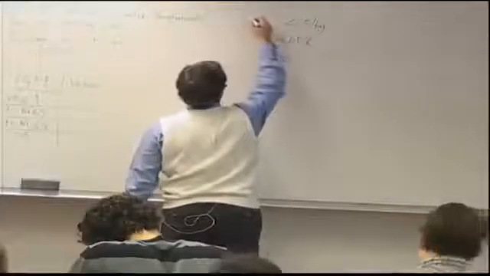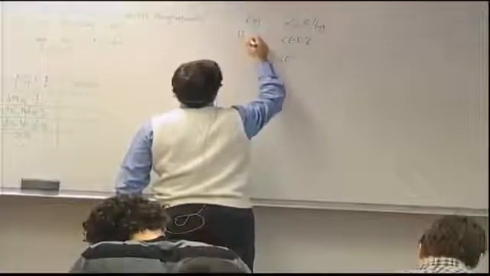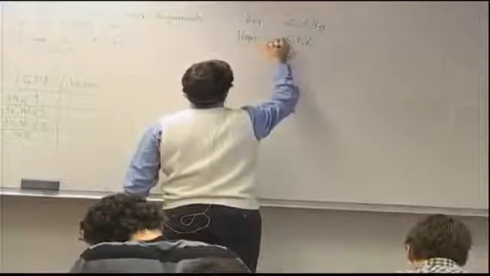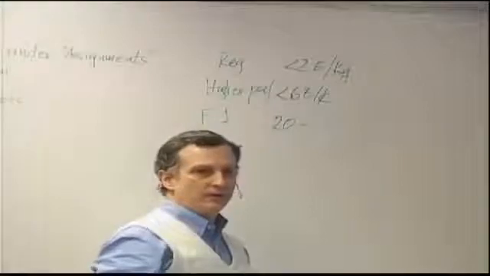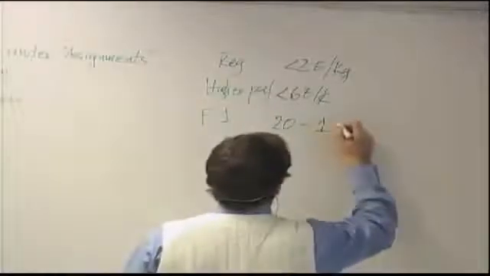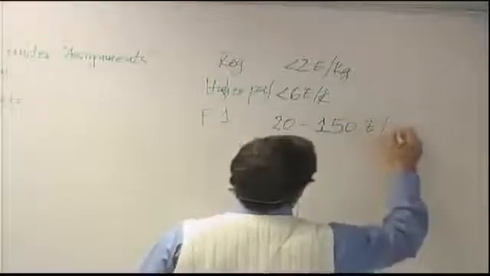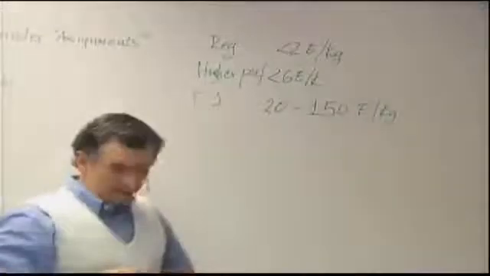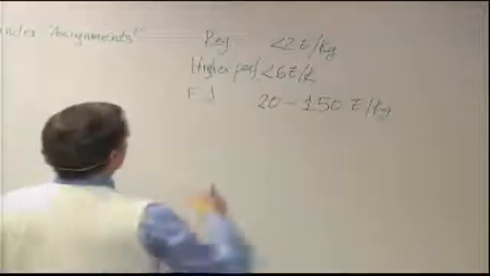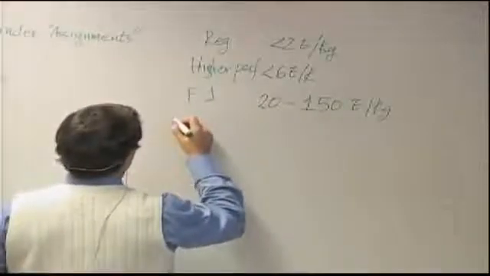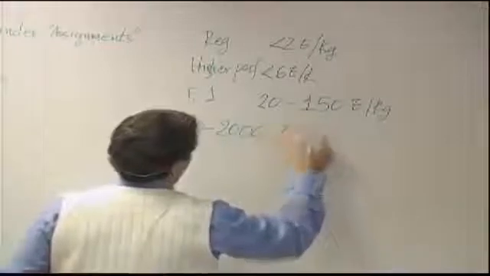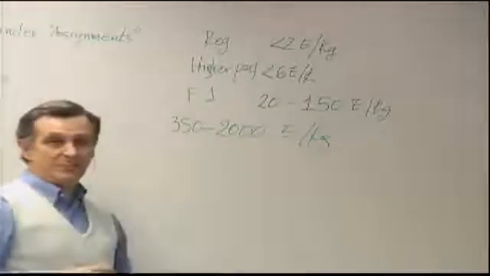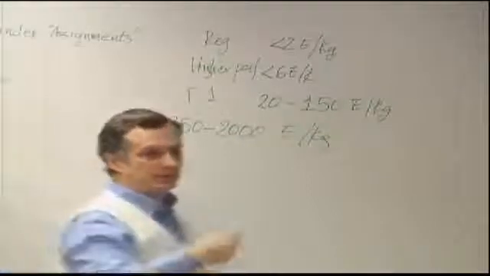Okay, so this is regular. This is higher performance. This is Formula One. Well, actually, depending on whether you are from Southern Europe, where money is no object, then it's more like 150 euros per kilogram. Now, if you have a regular civilian transport airplane, it's anywhere between 350 to 2,000 euros per kilogram, and the big difference here is based mostly on the anticipation of what the fuel prices will be in future years.